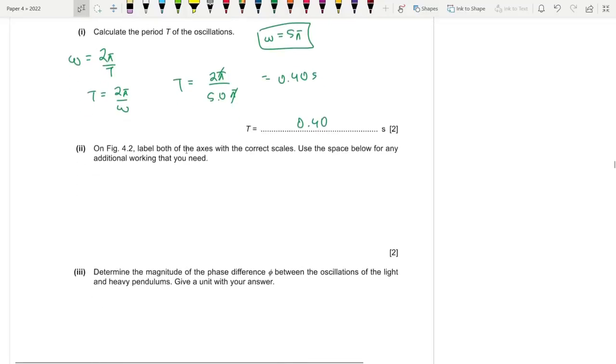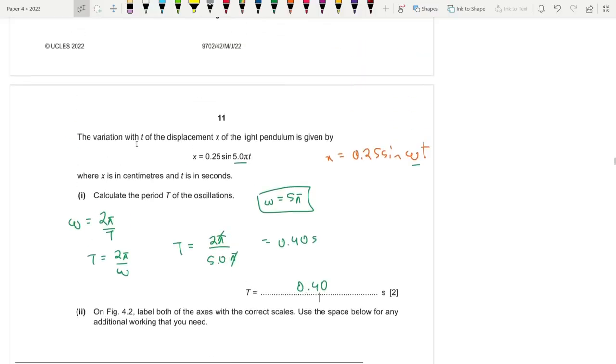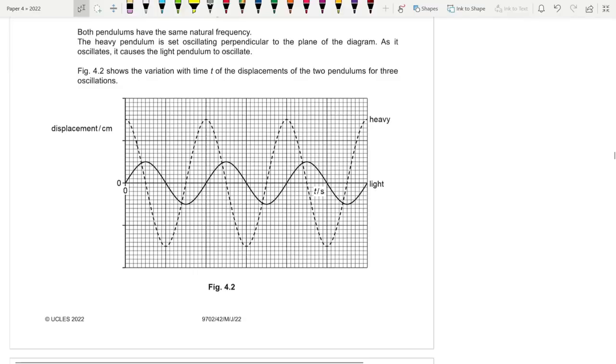Now on figure 4.2, label both the axes with the correct scales. Use the space below for any additional working that you need. Okay, so wait, what?